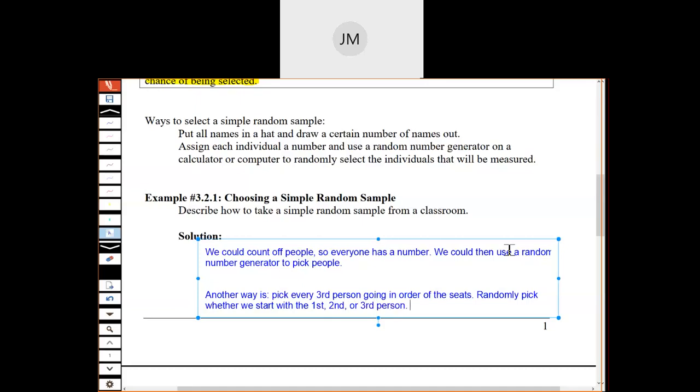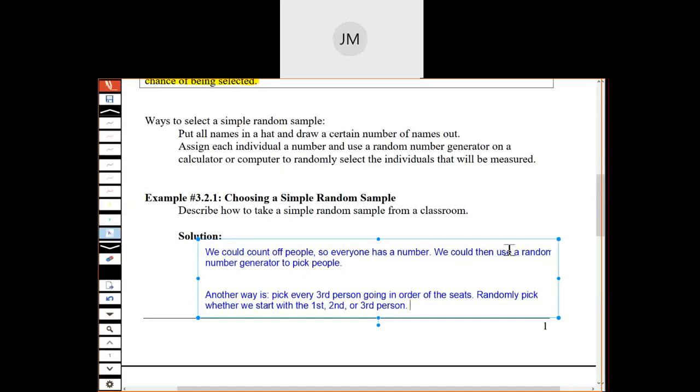The idea here is that everyone is equally likely to be chosen, because if I'm randomly starting with the first, second, or third person and I'm picking every third person, I'll have picked a third of the class, and it's just as likely that you're in the third that's picked as anyone else is.